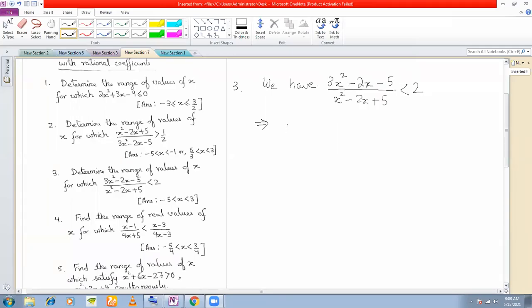First of all, in order to solve this problem, you will make the right hand side 0. So you take 2 on the other side. Okay. Now you take the LCM.